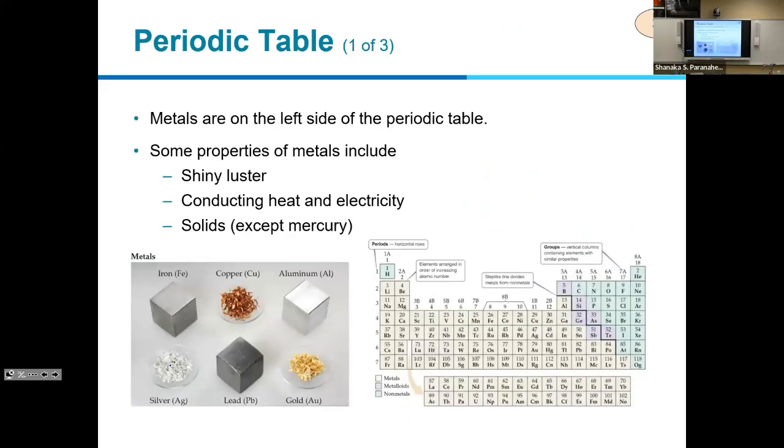These are some common properties of metals. Metals are shiny, elastic materials like copper, aluminum. Metals conduct heat and electricity, so those are good conductors. And metals are solid except mercury. Mercury is the only liquid metal at room temperature. These values are for room temperature, and all the other metals are solids. You can see some examples of metals: iron, copper, aluminum, silver, lead, gold. All these are metals that conduct electricity and heat.